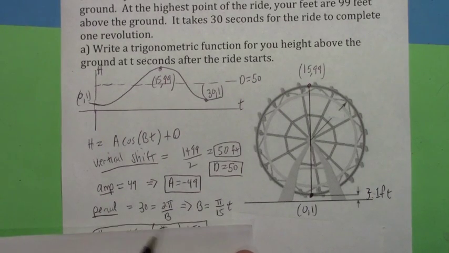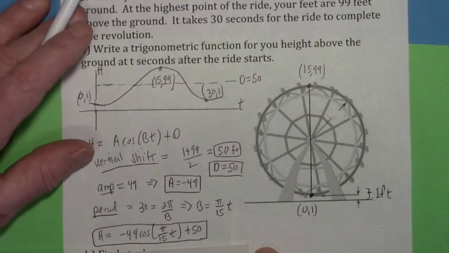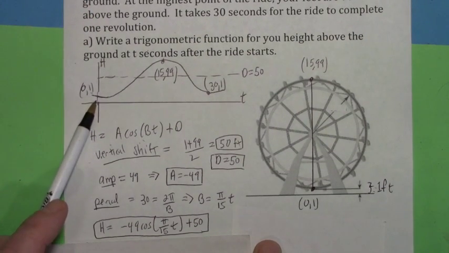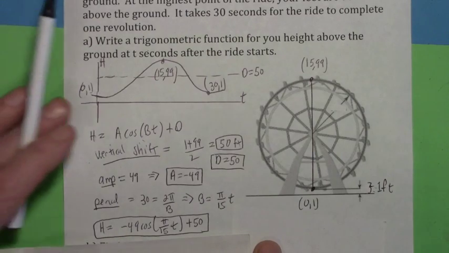Period's 2 pi over b, which is 30 seconds. So I get b equals pi over 15. There is no phase shift because remember we're starting at the bottom of a cosine function. So this is what you should get for the equation.